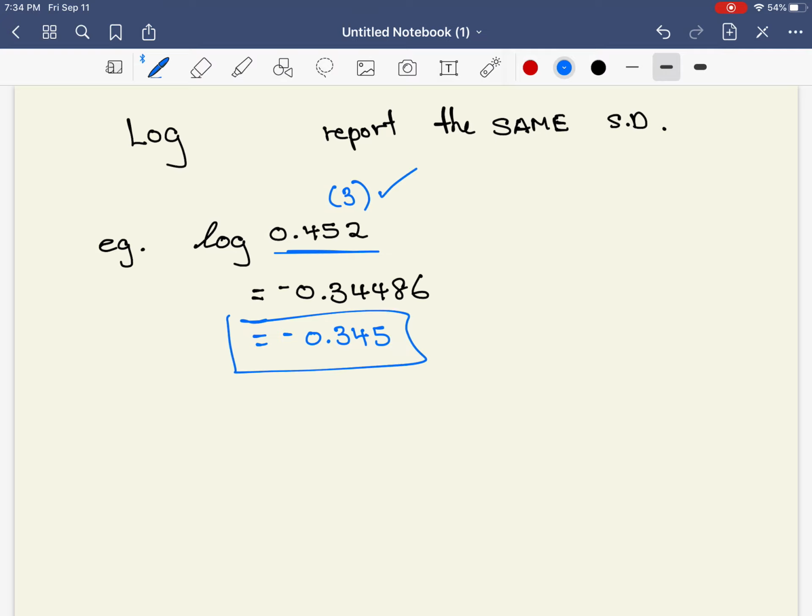Okay, the reason why we looked at log is because you're going to use this a lot later on when we calculate something called pH of a solution. Anyway, again, I have some more questions for you to do just to get you to practice on adding, subtracting, multiplying, dividing, logging. So let's work on that.